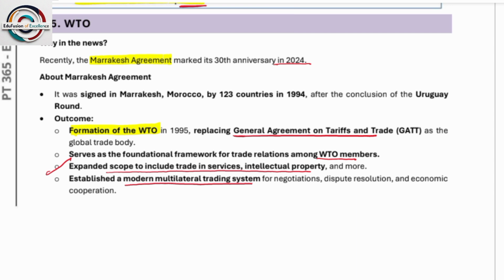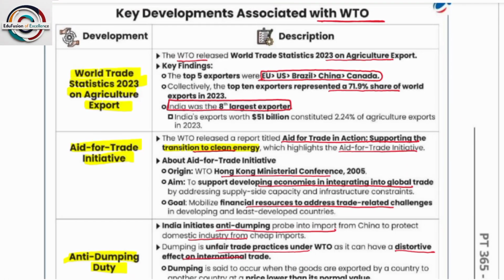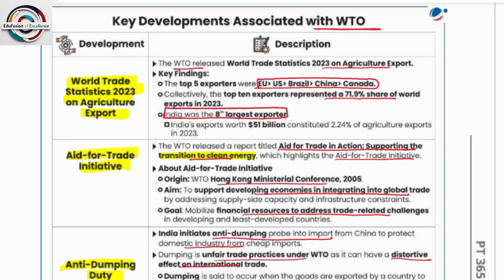So next, key developments associated with WTO. World Trade Statistics 2022 on agricultural exports are the key findings. The top 5 exporters were the European Union, greater than US, then greater than Brazil, then greater than China, and then Canada.